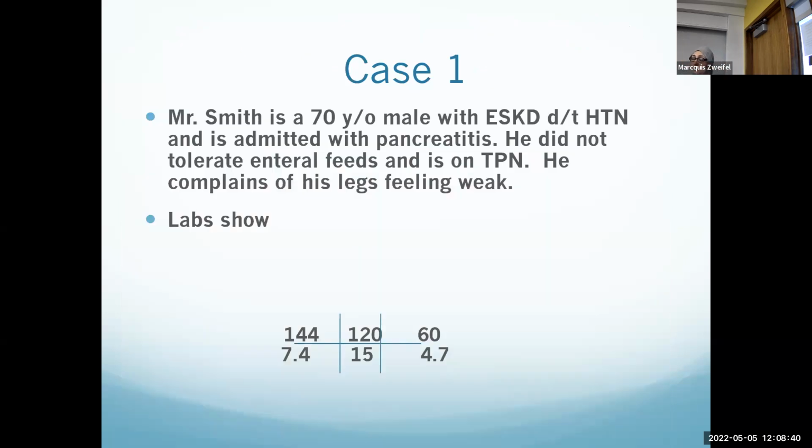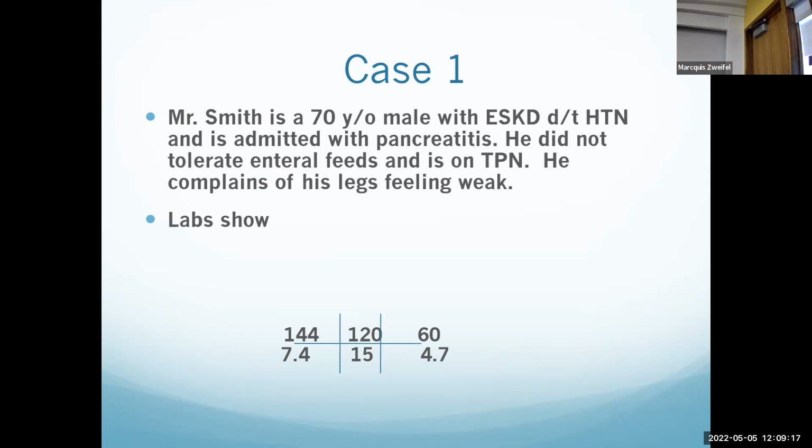We're going to start with the first case. I have Mr. Smith here, who is a 70-year-old male with end-stage kidney disease. No surprise, I'm a nephrologist, so you'll hear a lot of these cases. Due to hypertension, and he's admitted with pancreatitis, okay? He did not tolerate enteral feeds and is on TPN. So he had a pretty complex pancreatitis history and many complications. He complains of his legs feeling weak, okay? What is the striking thing on his labs?